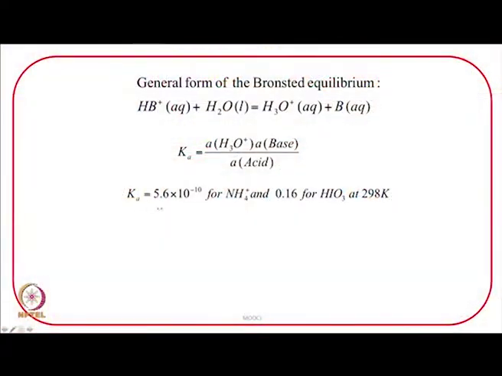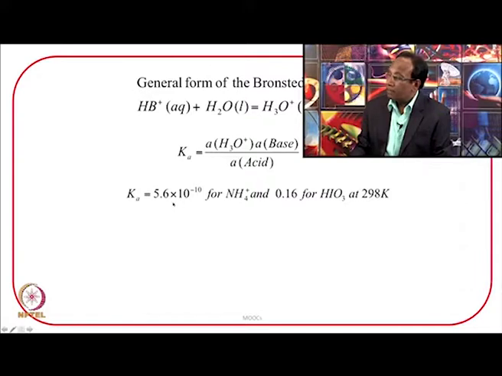The value of the acidity constant for ammonium ion is 5.6 into 10 raised to the power minus 10, and the value of Ka for HIO3 is 0.16 at 298 Kelvin. Please note that Ka, which we are calling the acidity constant, is an equilibrium constant, and the value of an equilibrium constant does depend upon temperature.